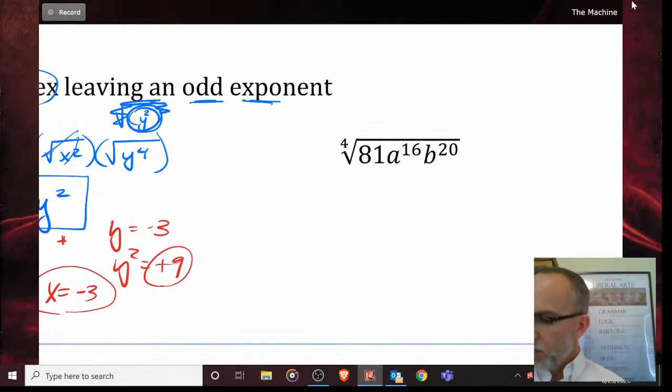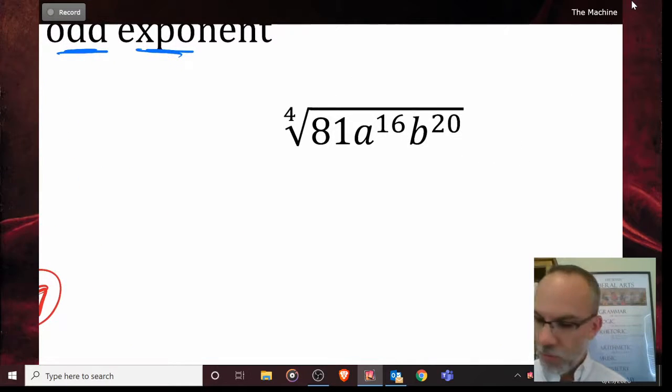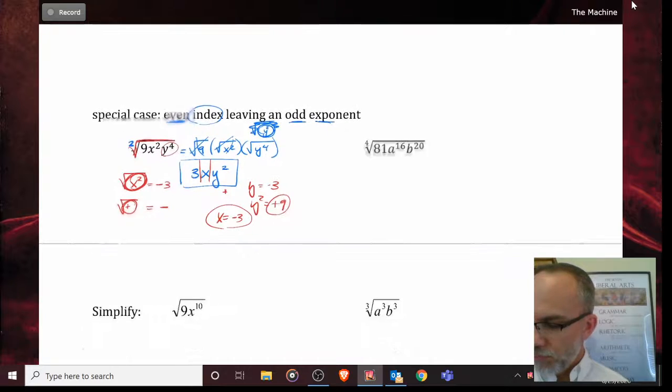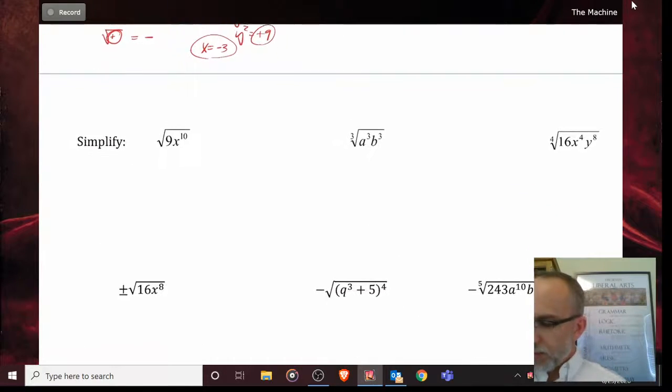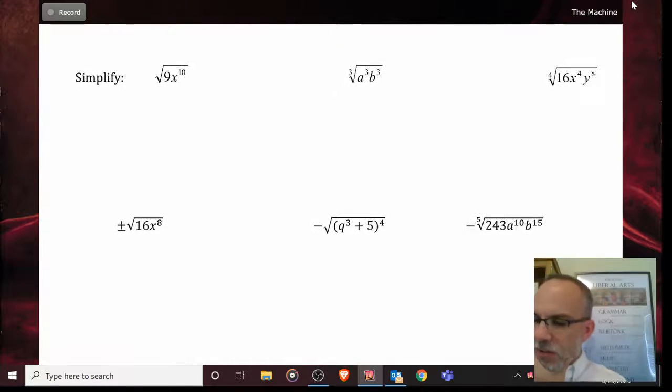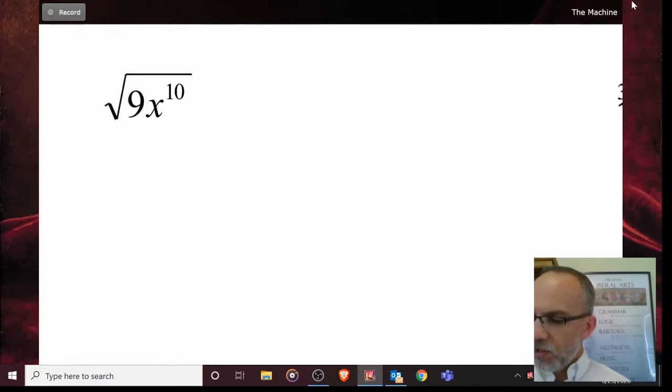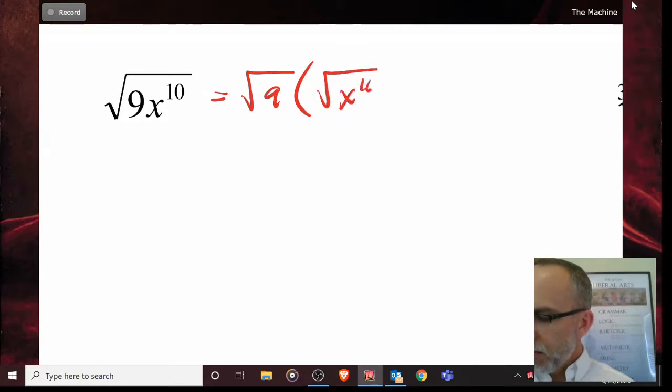All right, here's one for practice. I'll leave you to do that one on your own. Now let's simplify a couple of these. Here we go. Let's do the first one. Okay, square root of 9x to the 10th. Really, this is now the square root of 9 times the square root of x to the 10th. Okay, so that's going to be 3. Hopefully you see that the 9 comes out as a 3 really easily.